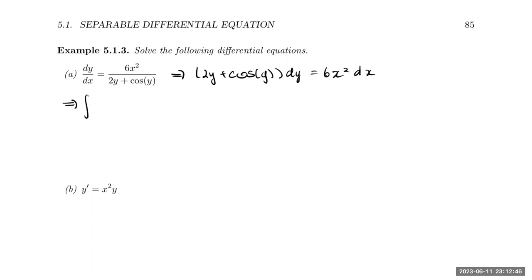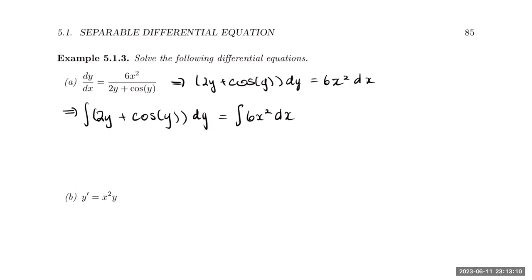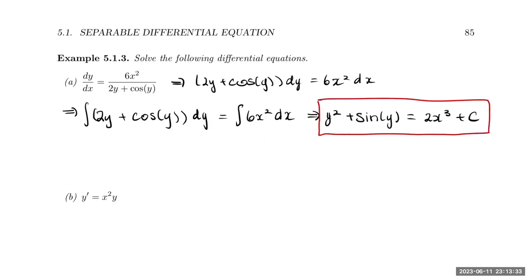So integrate 2y plus cos of y, so whole thing in brackets, dy. And this is equal to the integral 6x squared dx. So once again, I'm just going to keep the constant on the right-hand side, not going to put it on the left-hand side. But what we'll see is that we'll get here y squared plus sine of y, and that is equal to 2x cubed plus c. Now this is probably about as much as we could actually simplify here.